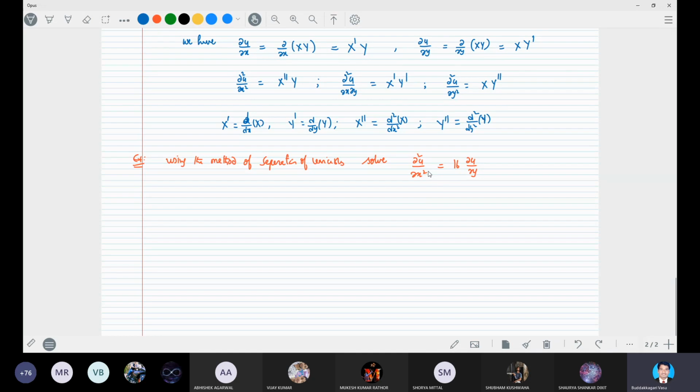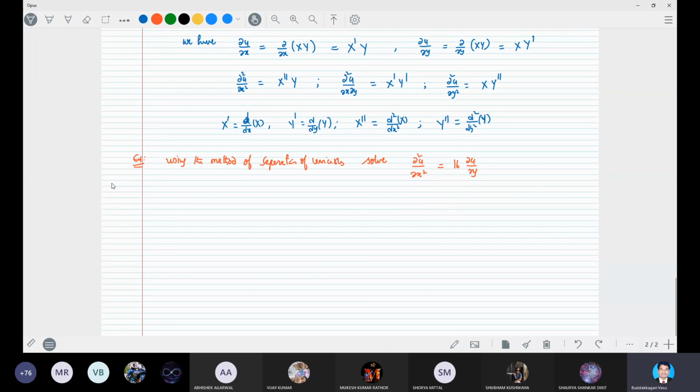Tell me what type of equation this is. Is it an elliptic equation, hyperbolic equation, or parabolic equation? Parabolic equation, right? Very good. So now we can obtain the solution.